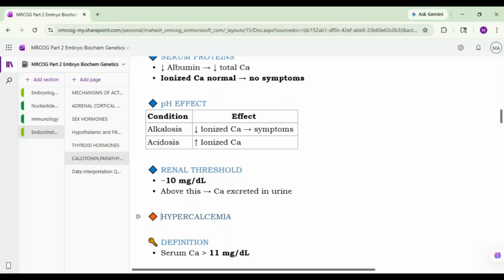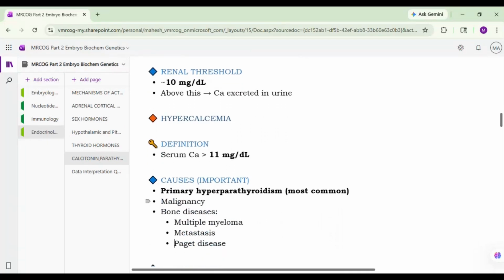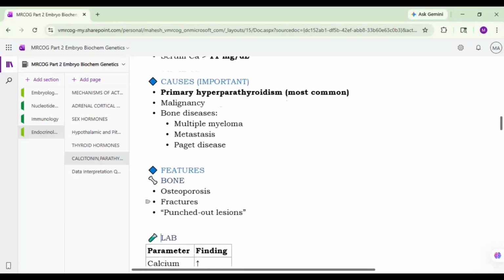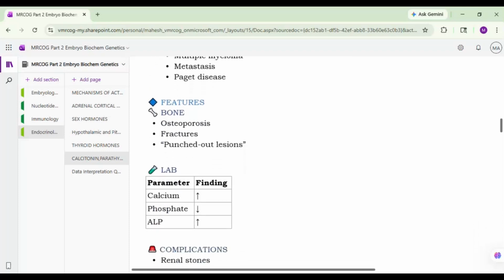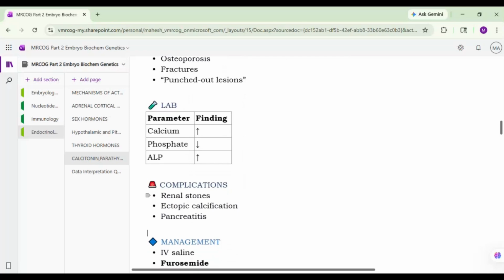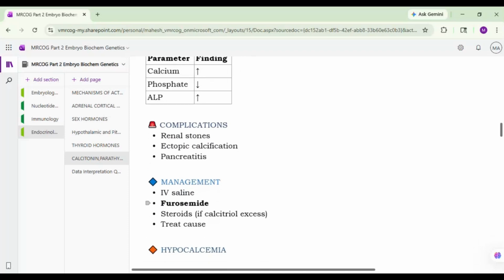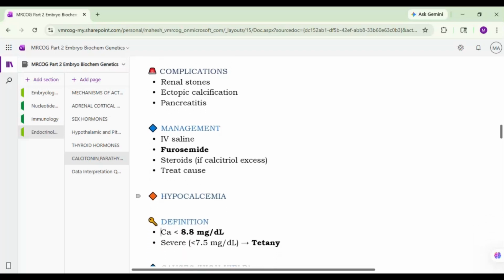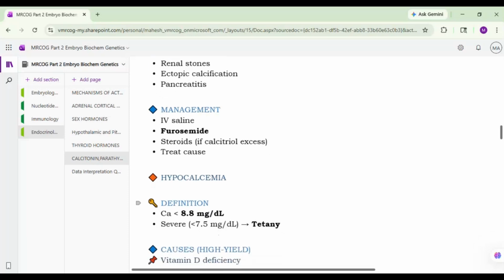Okay, now coming to hypercalcemia. What is hypercalcemia? That is serum calcium more than 11 milligram per deciliter. The causes of hypercalcemia are primary hyperparathyroidism, malignancy, bone diseases such as multiple myeloma, metastasis, Paget's disease. Then features will be osteoporosis, fractures, punched out lesions. Lab findings will be increased levels of calcium, decreased levels of phosphate, and increased alkaline phosphatase activity. Then complications: there can be renal stones, ectopic calcifications, pancreatitis. Management: IV saline, then furosemide, steroids, and you have to treat the cause.